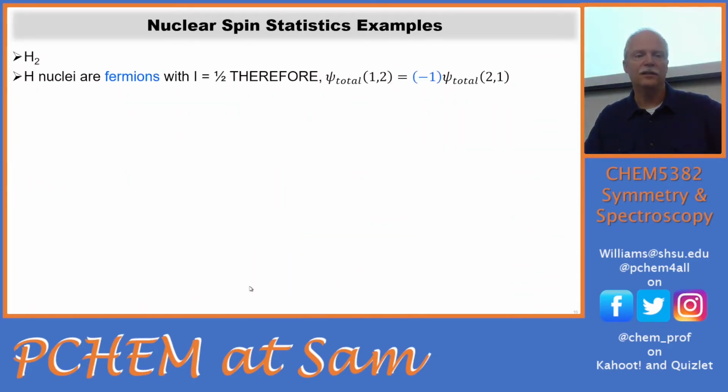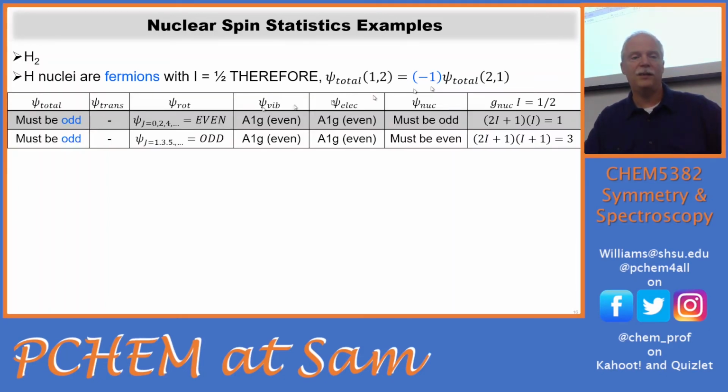Let's look at hydrogen. Our H nuclei are fermions. They have a half-integer spin. Therefore, the total wave function must be antisymmetric, so it should have a -1 character in front. Okay, so we do this in table format. Since the total wave function must be odd, let's just do this one row at a time. This total wave function must be odd.